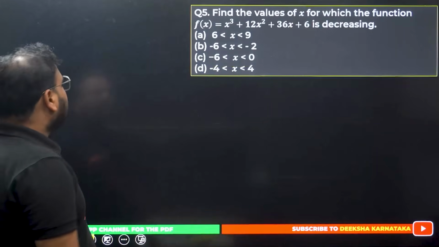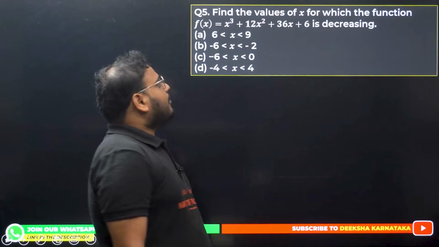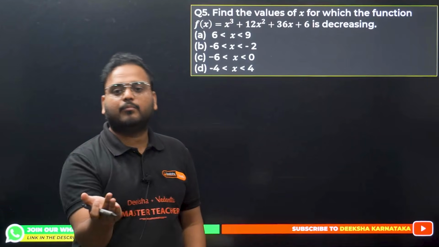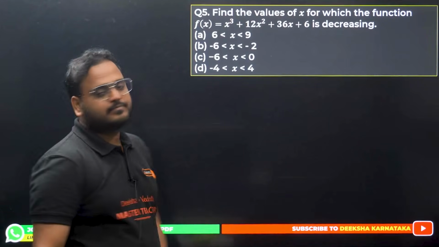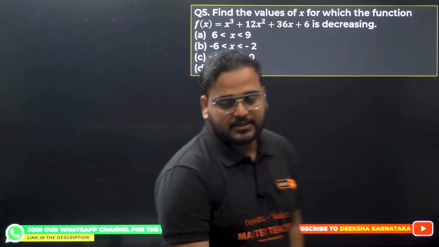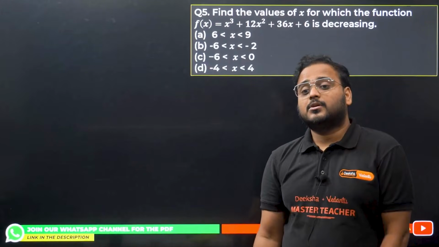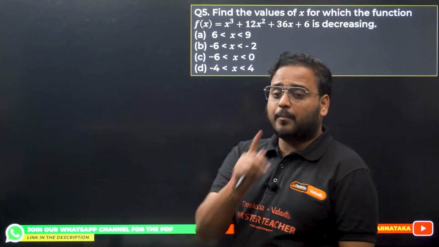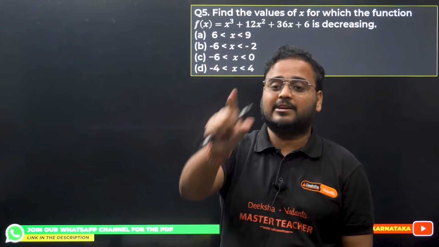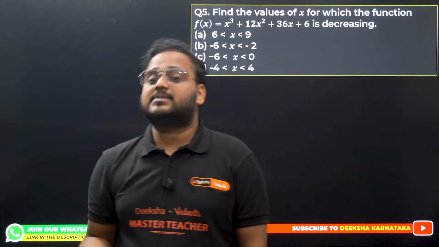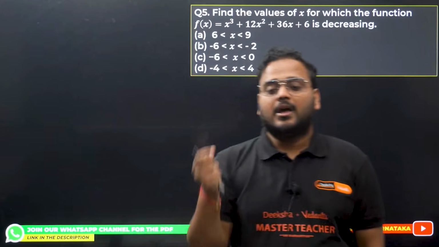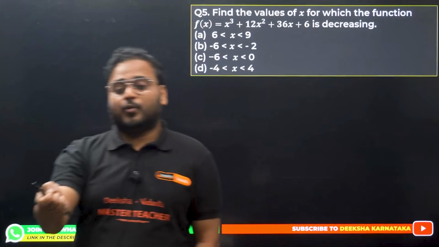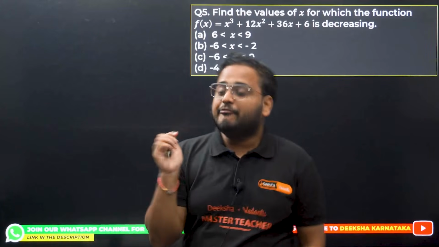Question number 5 now. Find the values of x for which the function, again given as a polynomial function, is decreasing in nature. You have to find the interval where it is decreasing. Now please pay attention to this question. I can give you this as homework also, but I want to explain one question properly to you where I find the interval, because this kind of question will be asked. I'm very serious, whether it is KCET or COMEDK or your boards, this question can be asked. Very important.